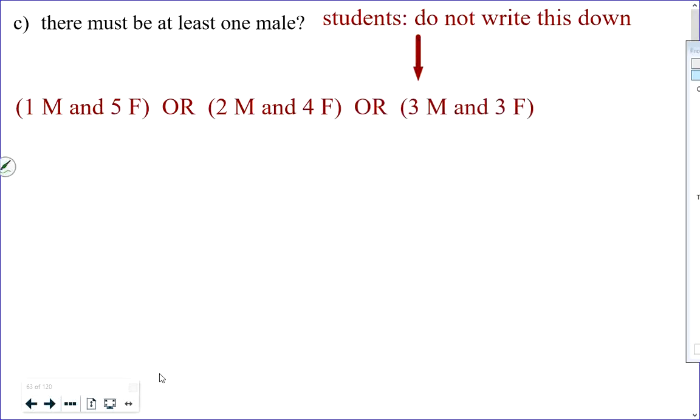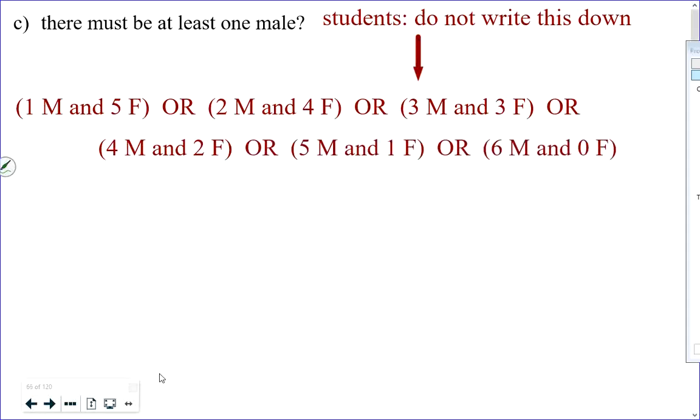So what's happening is I'm looking at all of the options, and at least 1 male means 1 or 2 or 3 or 4 or 5 or even 6. So it could be 4 males and 2 females, or 5 and 1, or 6 and 0. And each of these you can find, right? You okay? Okay, just checking. I can find 1 male and 5 females for the committee by saying 7 choose 1 times 8 choose 5. I could do that.